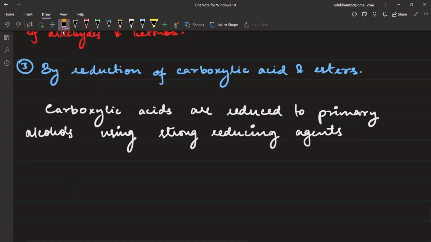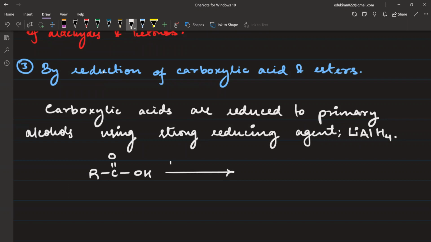I don't think you need any more reagent than LiAlH4. Strong reducing agent LiAlH4, lithium aluminium hydride. So if I have R, C double bond O, OH, then two things happen here. First of all, I will react this with LiAlH4. And the second step, I will be adding water. Generally, water is added whenever you have alcohol to not get salts. When you add water, you will get complete pure alcohols.